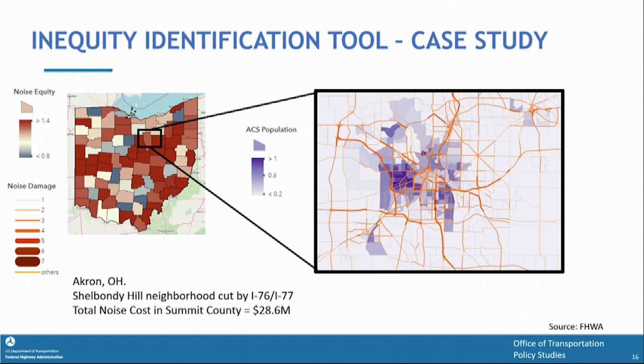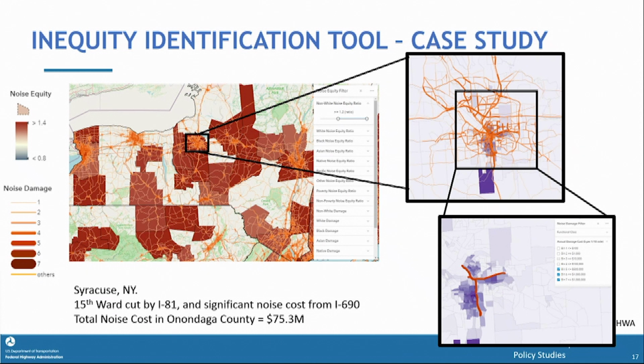Similarly, I was looking at a history of communities that were severed by highways, and identified Akron, Ohio as one of them. And then sure enough, looking at the tool, we can see there's a high noise inequity there. And then you can pinpoint which roads are causing it, which neighborhoods are really being affected by the high noise cost. We've also built in a set of filters.